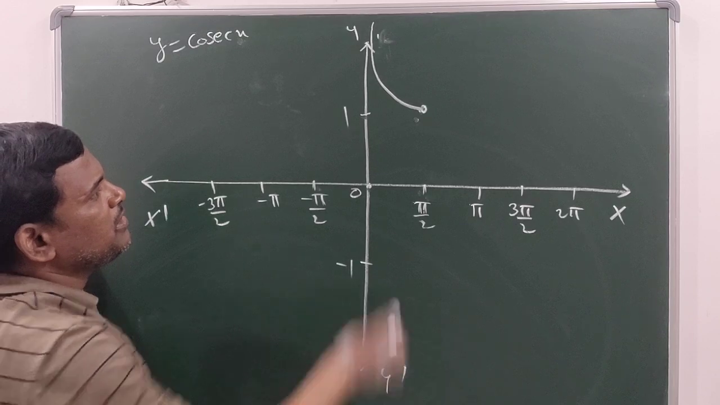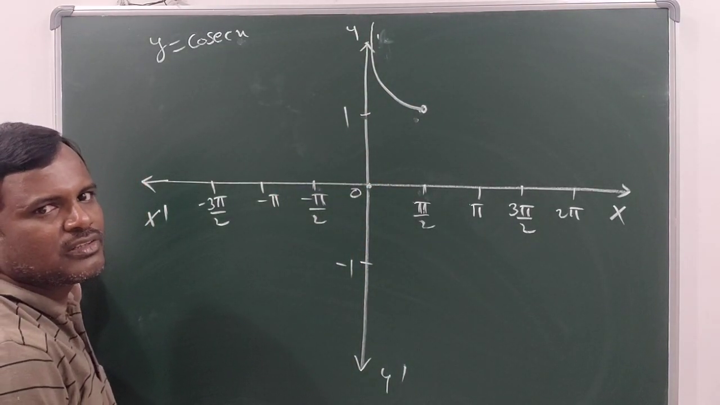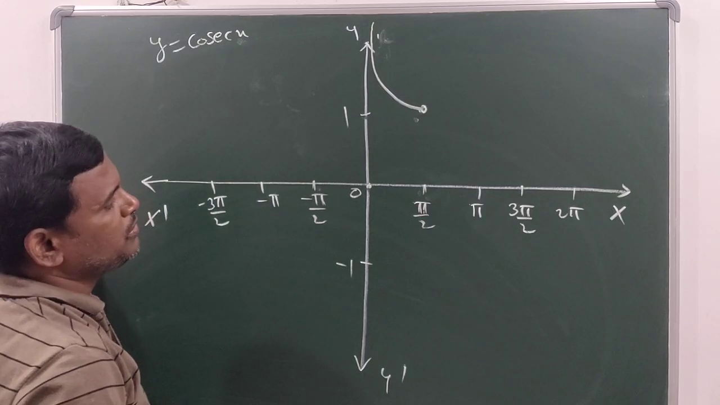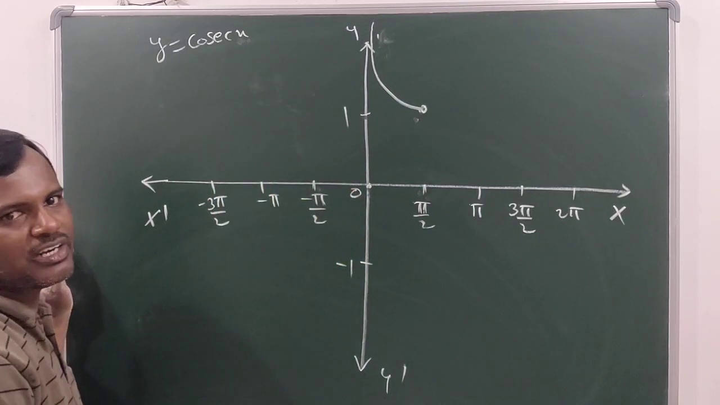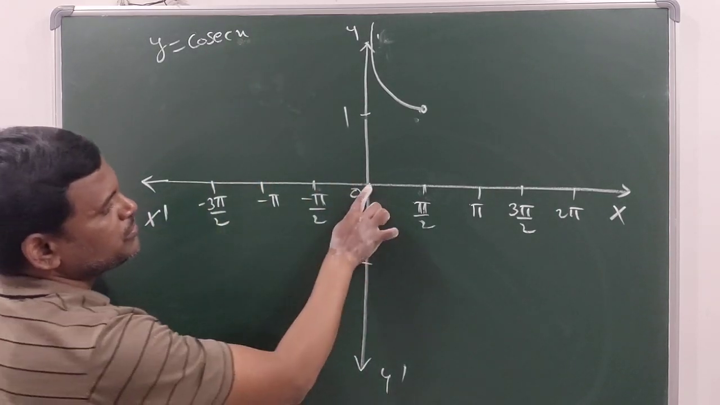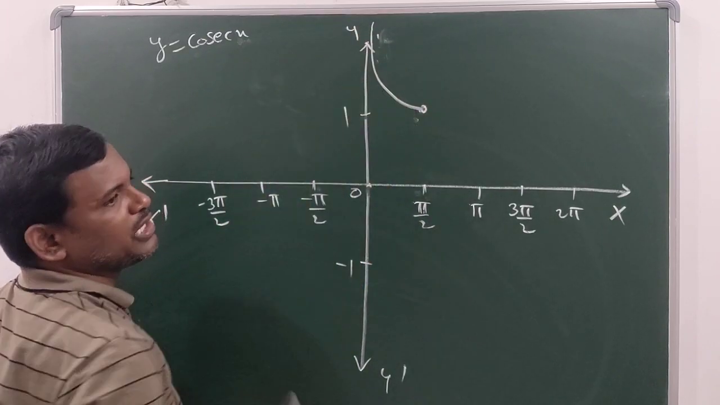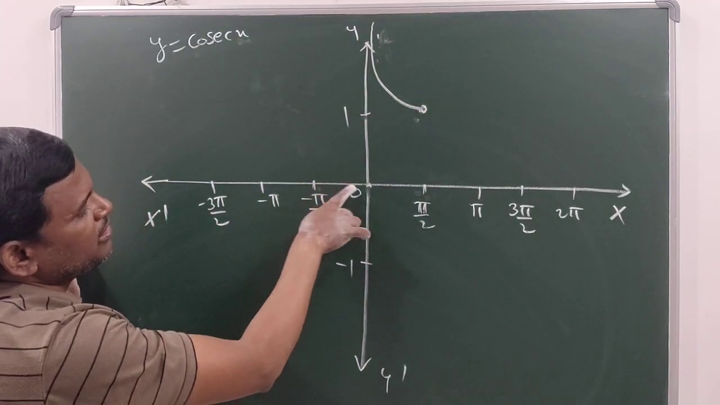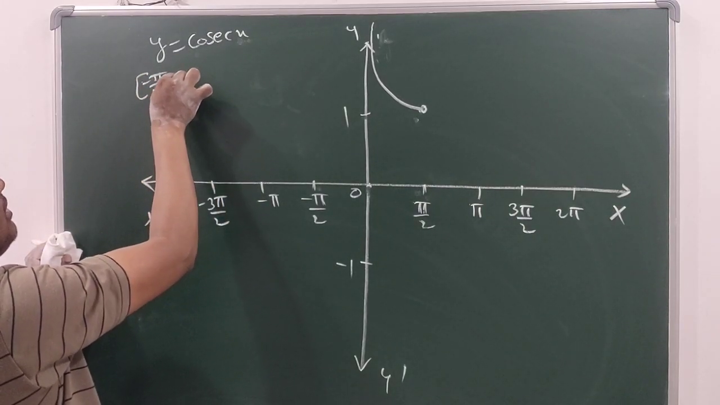But this curve will not touch the y-axis. Observe that, because your domain value should not be 0. Cosec 0 is not defined, no? So we must not assign x equal to 0. So from 0 to 90, you get the cosec x graph like this. It only decreases. Principal domain is minus 90 to 90.